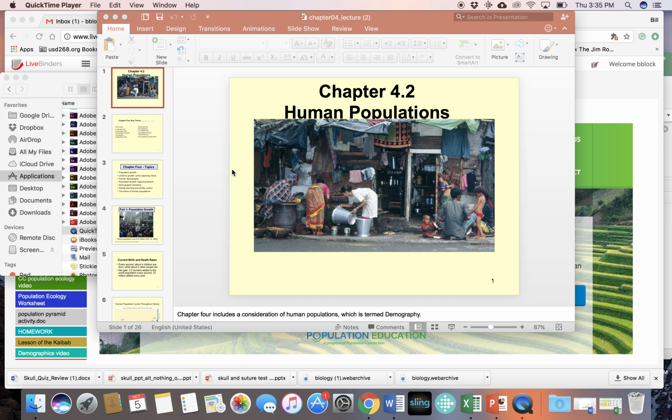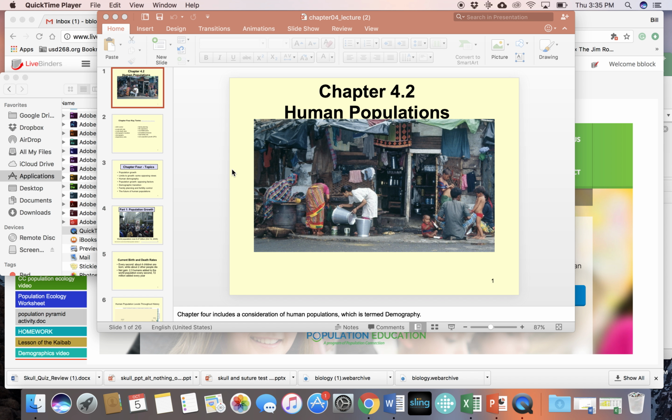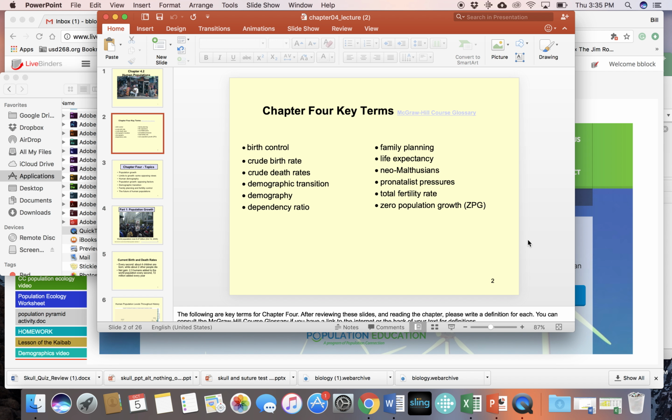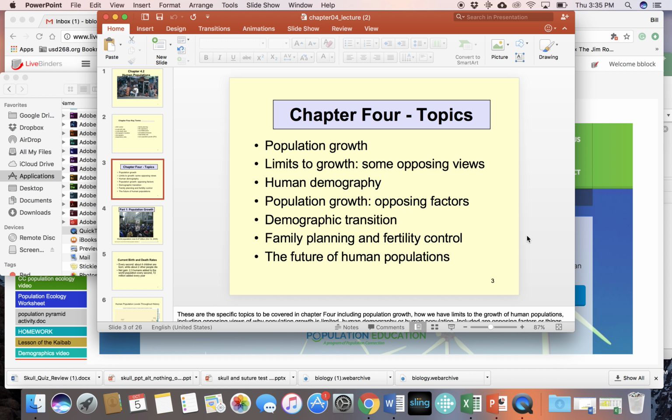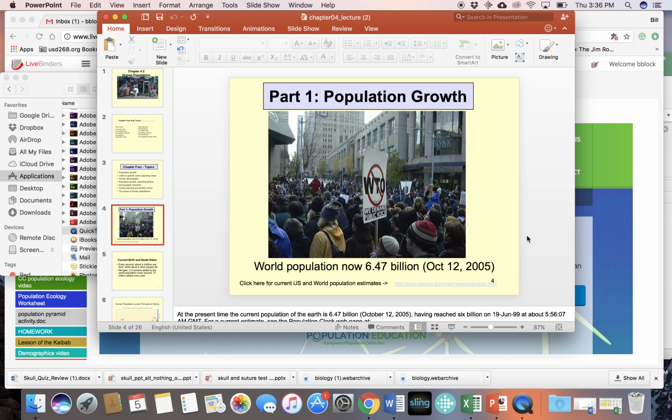demographics. So, demographics is basically the study of human population changes and why populations change and what we see in societies that make populations change. One of the first things I want to show you is world population.